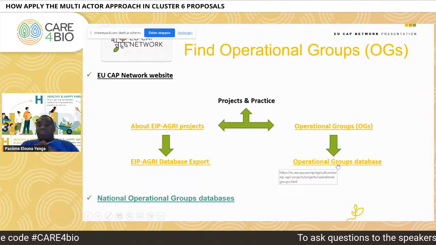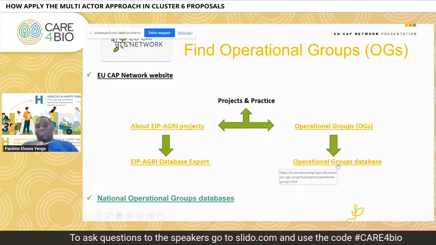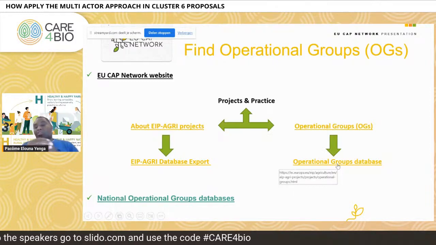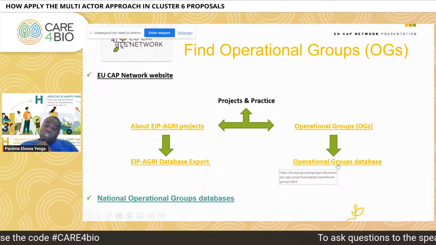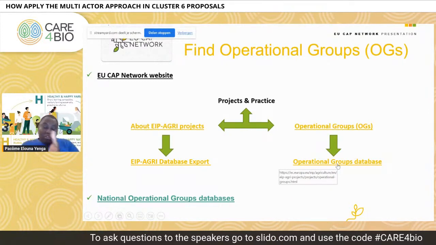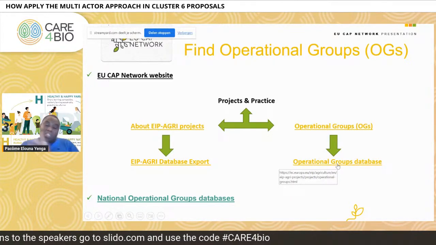But the Excel file that you have on the About EIP project has all those projects. So you will find the same projects in that Excel file. The only difference is that there you do not need to filter out the Horizon projects. You only have operational group projects that will appear. But the issue now is that you cannot download them. If you want to take them, it will be manual.